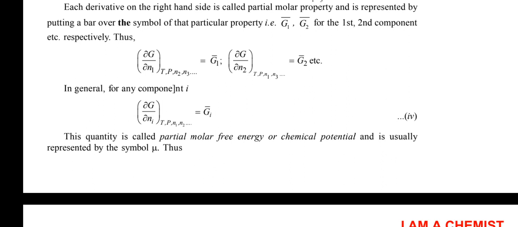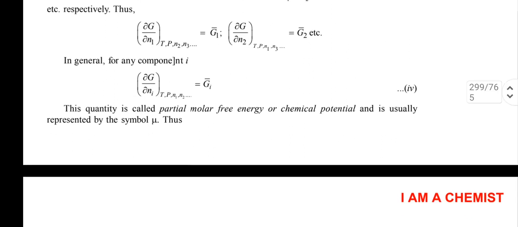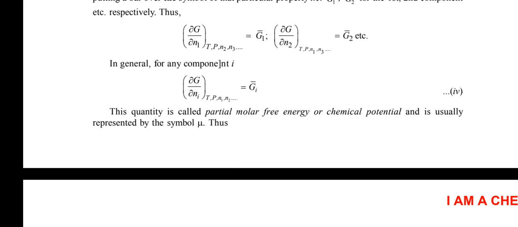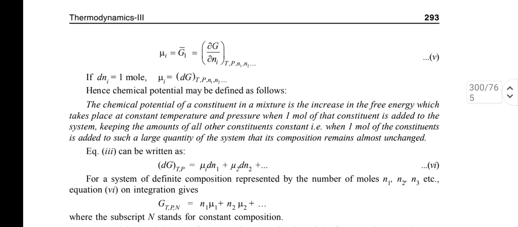This Gi bar quantity is called partial molar free energy or chemical potential and is usually represented by the symbol mu. Thus, mu i equal to Gi bar equal to dG by dni at constant temperature, pressure, n1, n2. If dn equal to 1 mole, mu i equal to dG at constant temperature, pressure, n1, n2. Hence, chemical potential may be defined as follows. The chemical potential of a constituent in a mixture is the increase in the free energy which takes place at constant temperature and pressure when 1 mole of the constituent is added to the system, keeping the amount of all other constituents constant. That means when 1 mole of constituent is added to such a large quantity of the system that its composition remains unchanged.